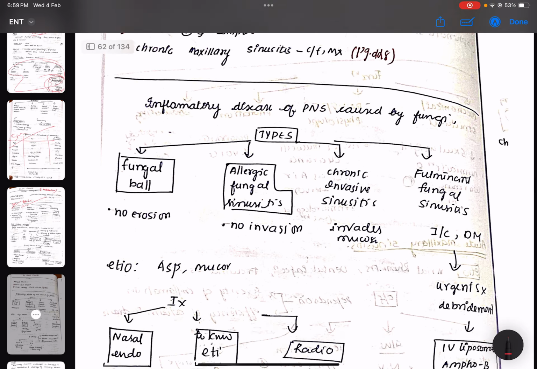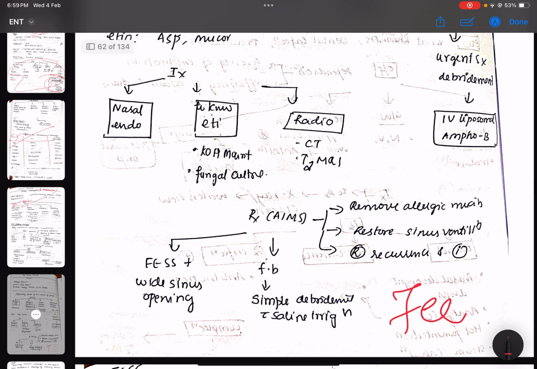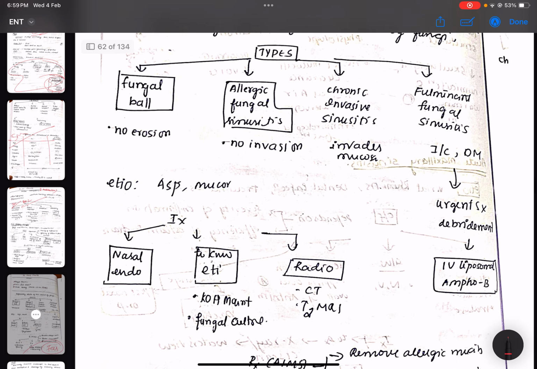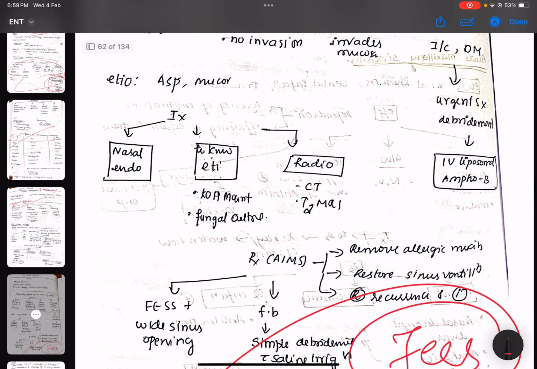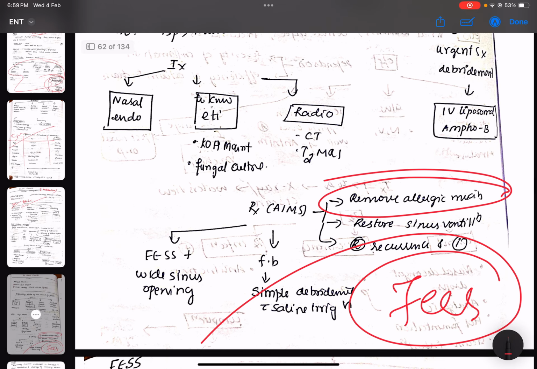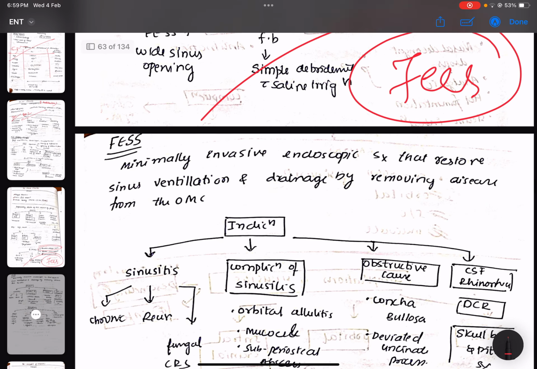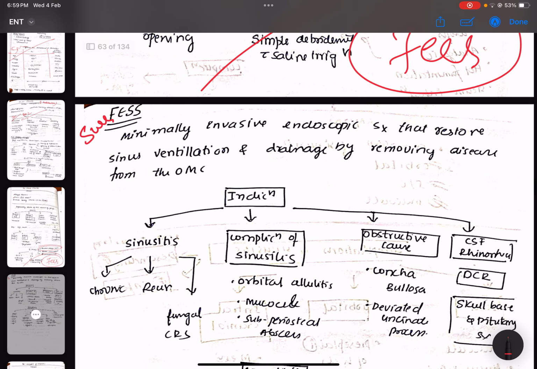Again, chronic sinusitis, the major thing what you do is FES. Okay, that if you remember, that should be enough. And also remember the treatment aims. Obviously you have to remove it, and also you have to restore the sinus ventilation, because you will have the headache and heaviness. FES, sure 5 marker or 3 marker under investigation part of it.